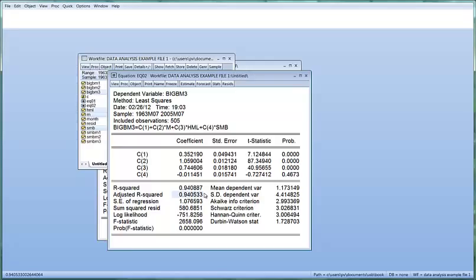This concludes our discussion of the interpretation of the EViews output.